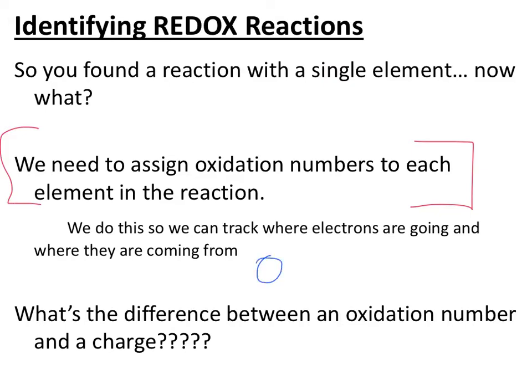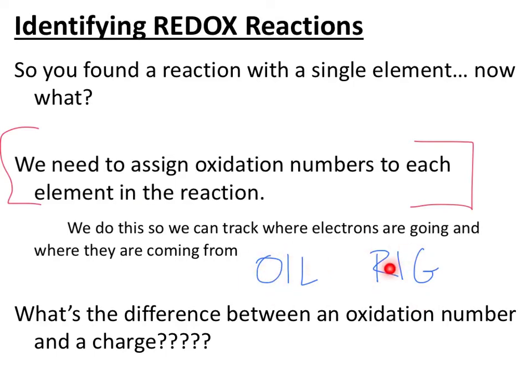And then remember the mnemonic that we introduced last time, OIL RIG, right? Because remember, we've got these half reactions. We've got a reduction reaction and an oxidation reaction. And the oxidation reaction is the one that's going to lose electrons, right? Because remember, oxidation is loss, and reduction is gain. So this guy's going to lose electrons, this guy's going to gain electrons, and the transfer is going to be in that direction.